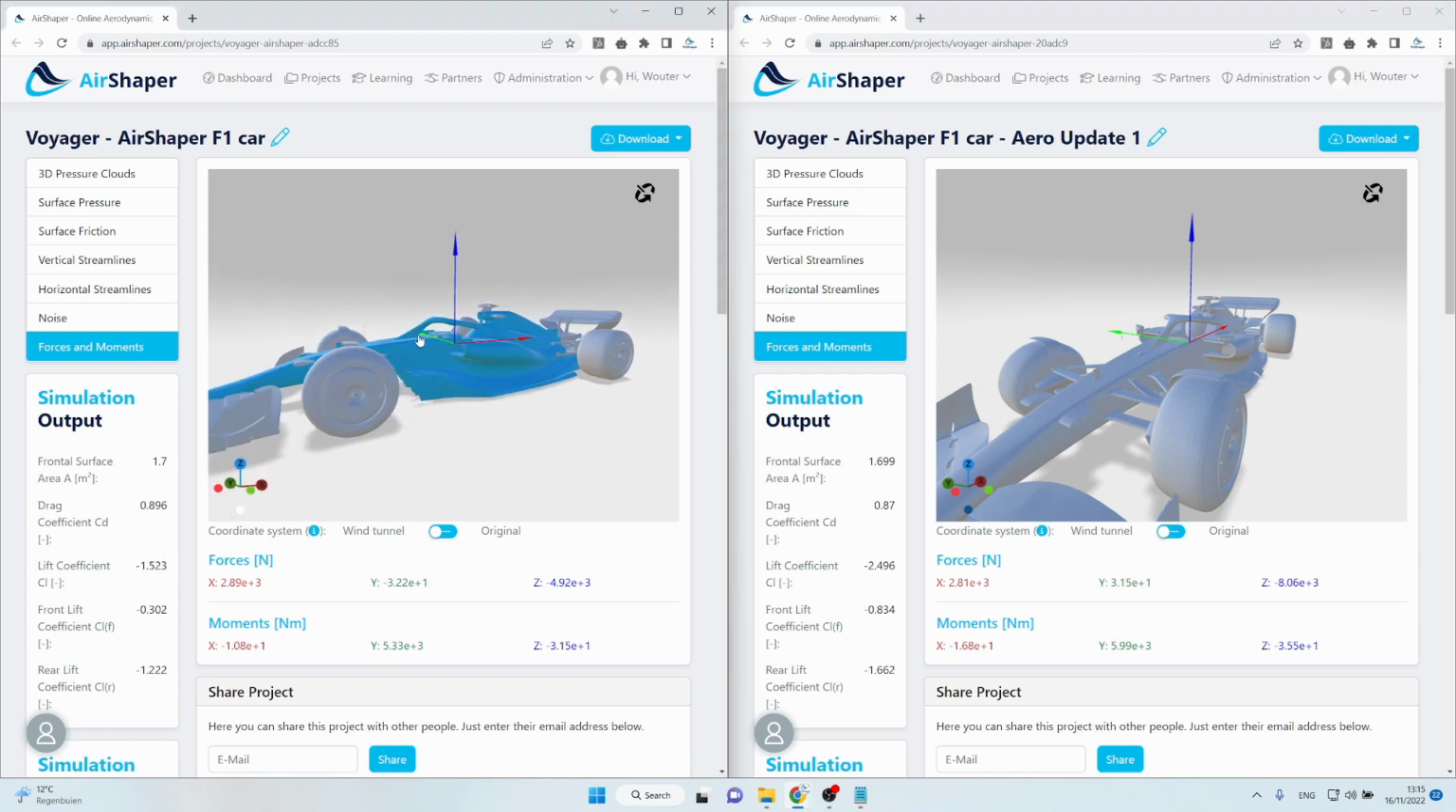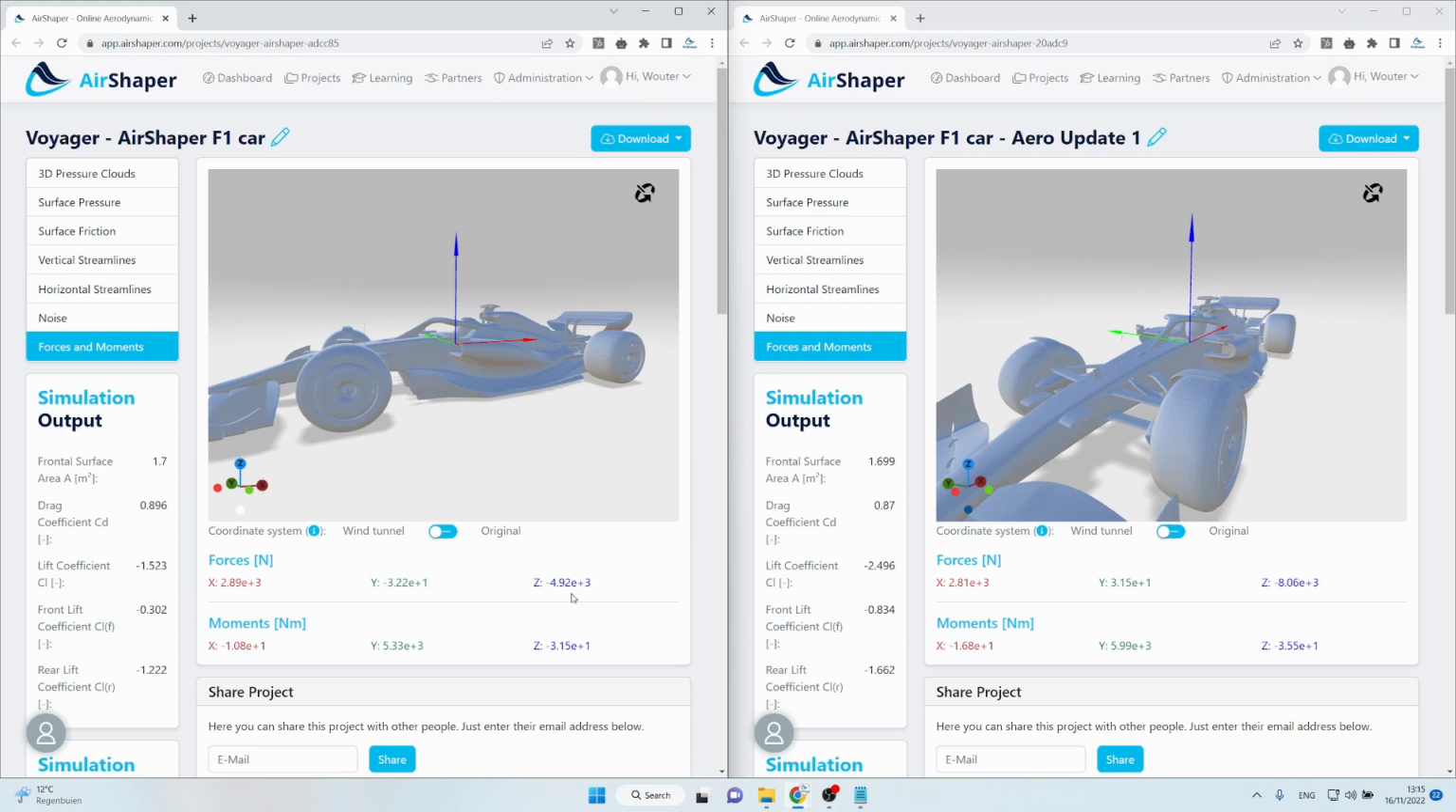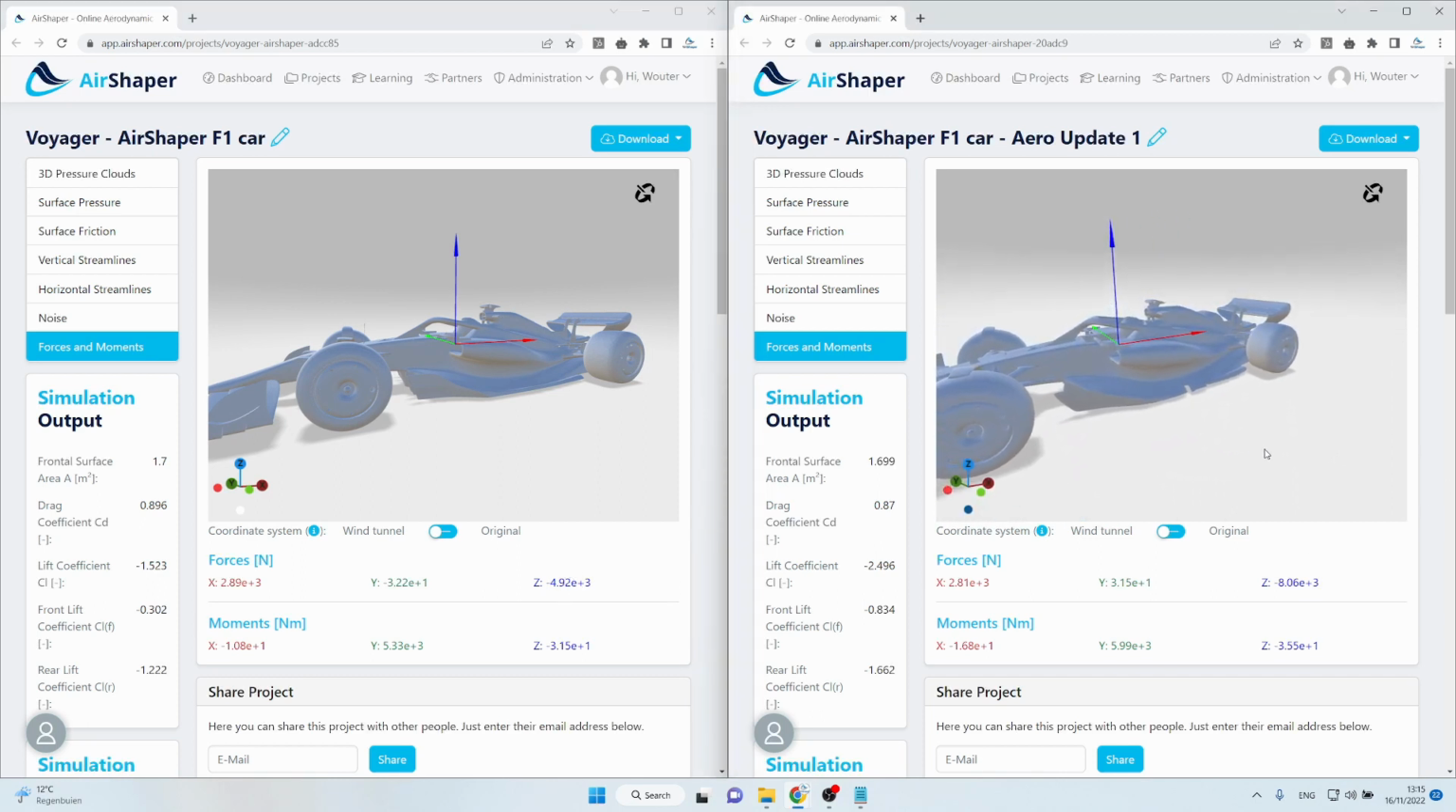So in terms of absolute forces, for a given velocity of 200 kilometers per hour, this one had a downforce of around 5,000 newtons, which is 500 kilograms, and this one has 8,000 newtons, which is 800 kilograms, without a drag penalty. So that's very important to note.